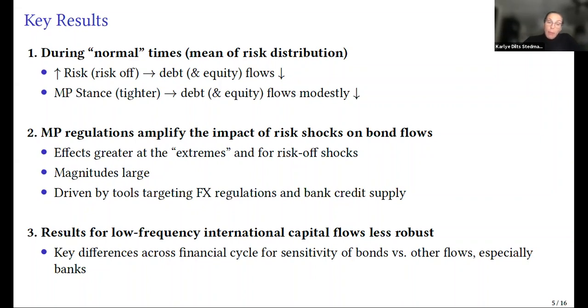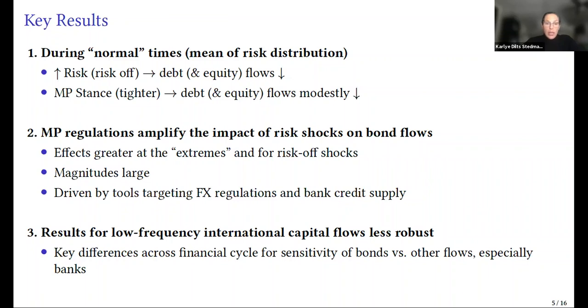These impacts we find are modest near the mean values of the risk distribution, but they increase markedly at the extremes and asymmetrically so. Going more granular, we find that these are driven by tools targeting FX and the supply of bank credit. And then when we look at lower frequency capital flow measures, we find that the patterns are less robust, but they're broadly in agreement with our high frequency findings.